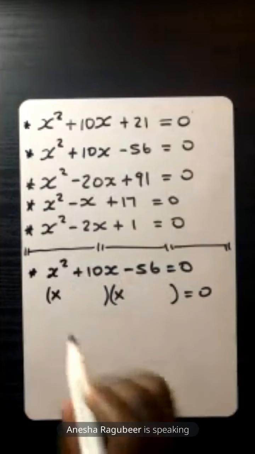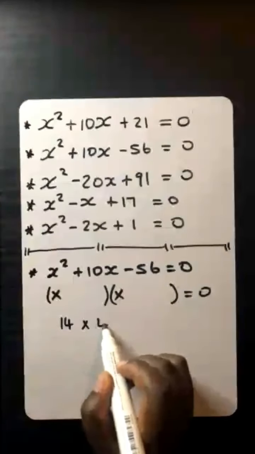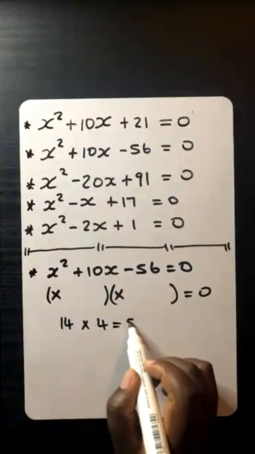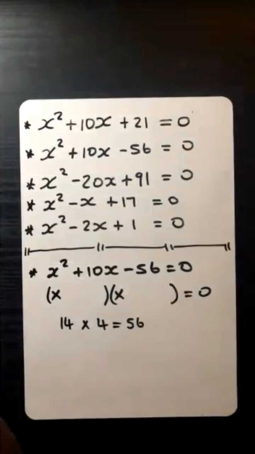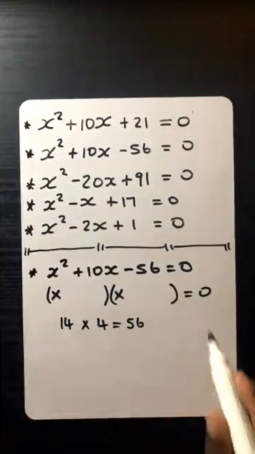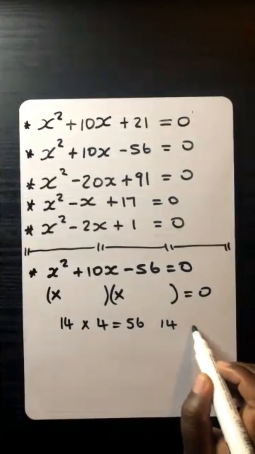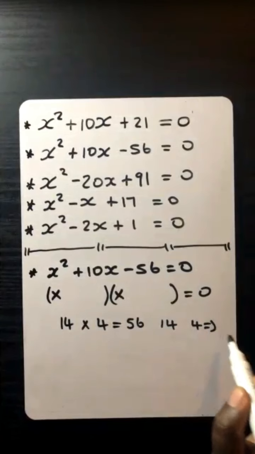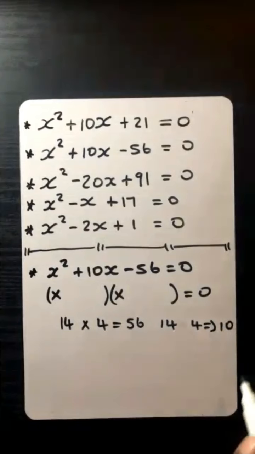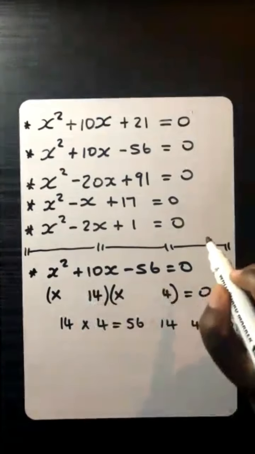14 times 4. So you're saying 14 times 4, is it 56? Yes, sir. Okay, let me also confirm. 14 multiplied by 4, 100%. So that means 14 and 4, when worked out together, will give us 10, is it? Yes, sir. Yeah, I agree. So obviously we've got 14, we've got 4.